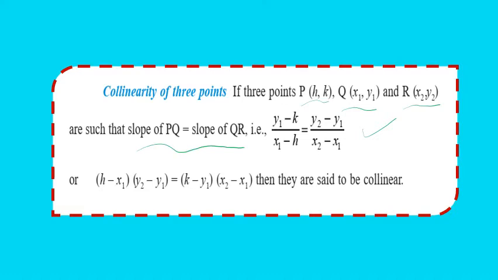Clear? So whenever we have to prove that three points are collinear, either we can use the area of triangle concept or we can use the concept of slope. Clear? So pause and note down this point.